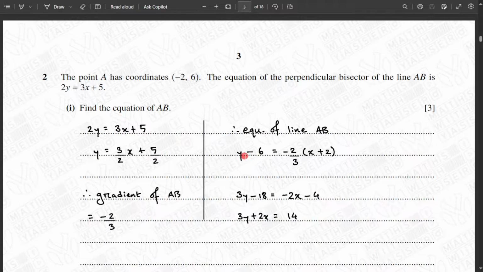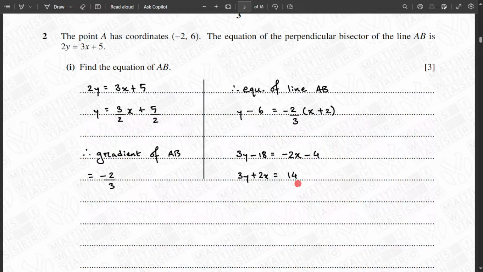So that will be y minus 6 equals -2 over 3 within brackets x minus -2, which is x plus 2. So cross multiplying 3 with this y minus 6 will give us 3y minus 18 equals -2x, -2, and +2 will give us -4. So 3y plus 2x is equal to 14. And that is the equation of the line AB.